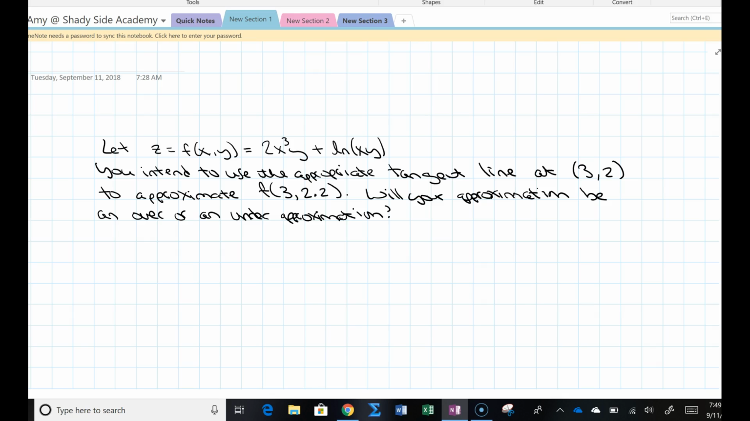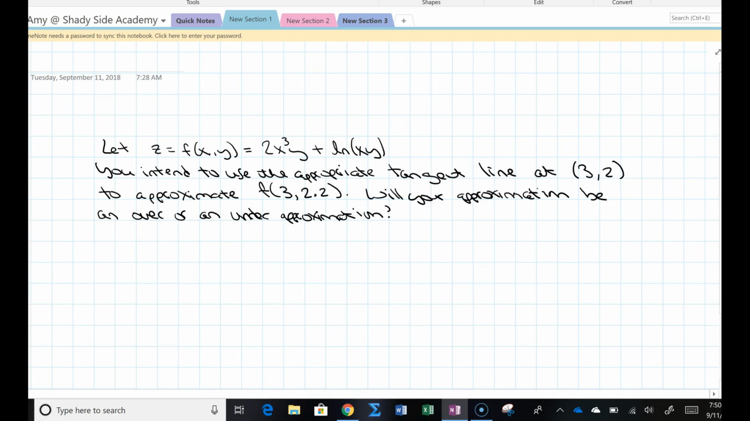I gave you a function here, and I wrote that you intend to use the appropriate tangent line at 3, 2. So here is the xy ordered pair that corresponds to the point of tangency. And you intend to use the appropriate tangent line to approximate f of 3, 2.2. Will your approximation be an over or an under approximation?